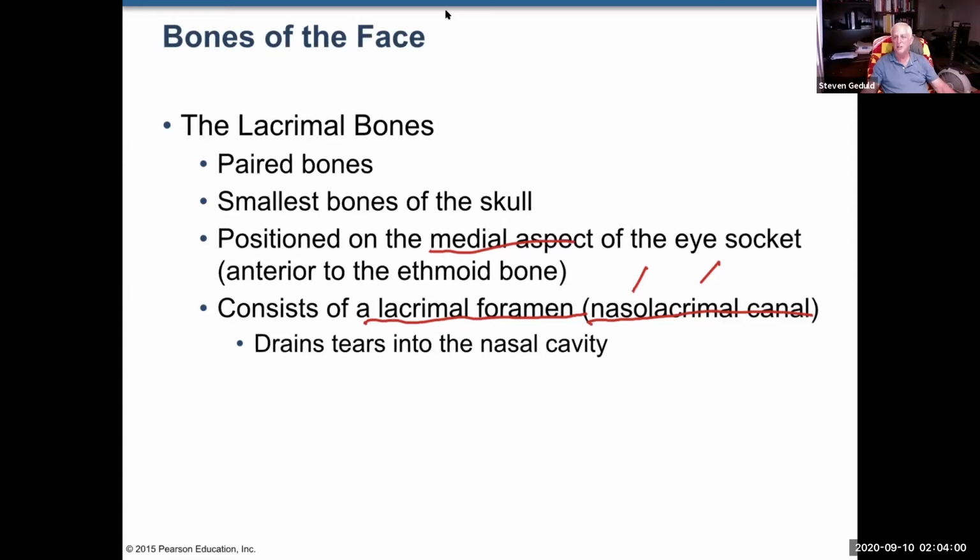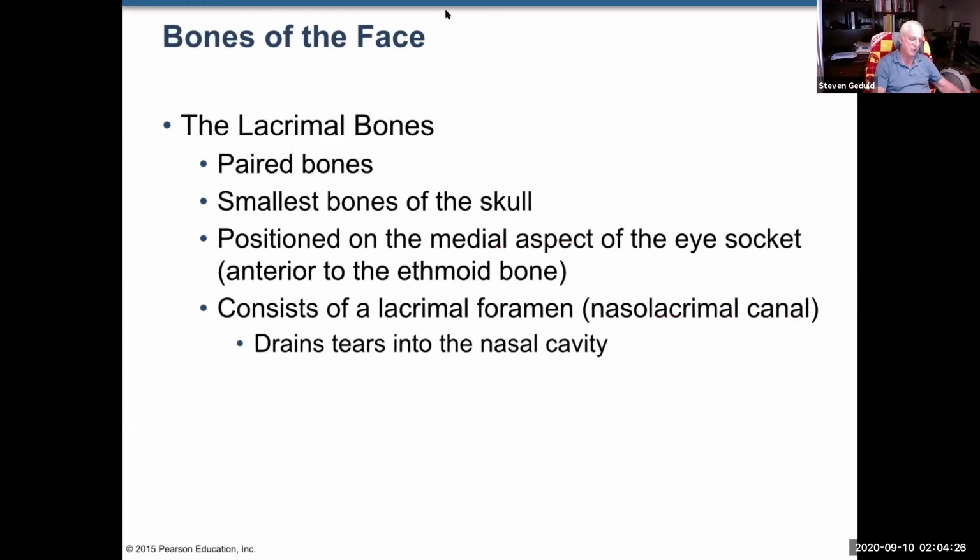It's full of liquid. So all your tears and everything come through there, run through the lacrimal foramen, into the nasolacrimal canal, into the nose. That's just when you cry, your nose runs with tears. So not all, but a lot of your tears drain into the nasal cavity. And that's through this nasolacrimal canal here, which is through the lacrimal foramen. Again, foramen just means hole or opening.